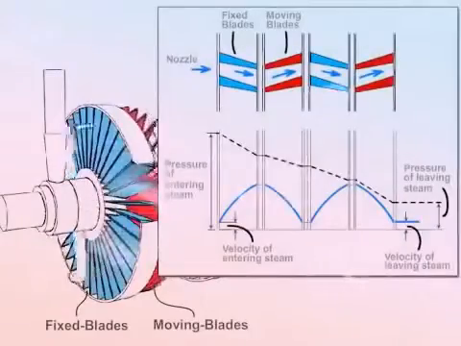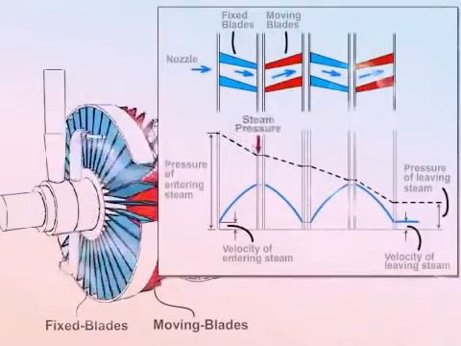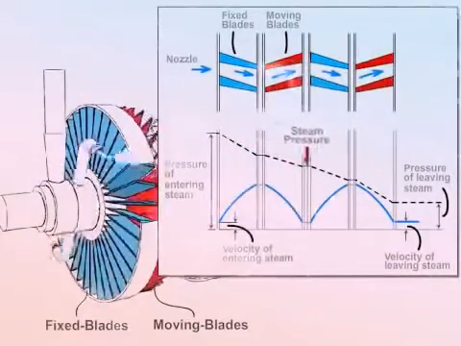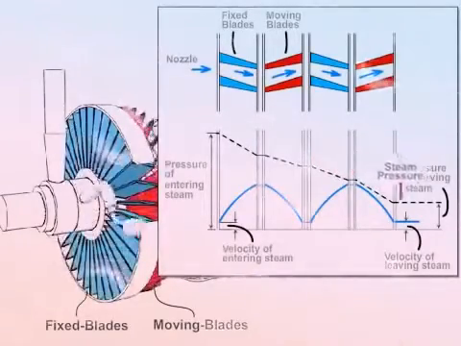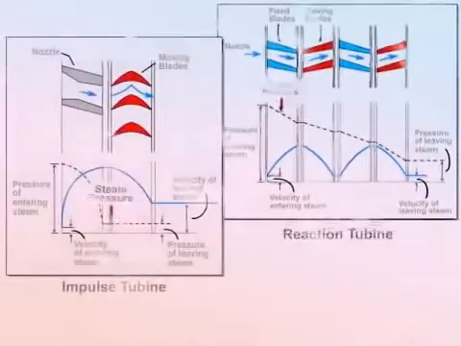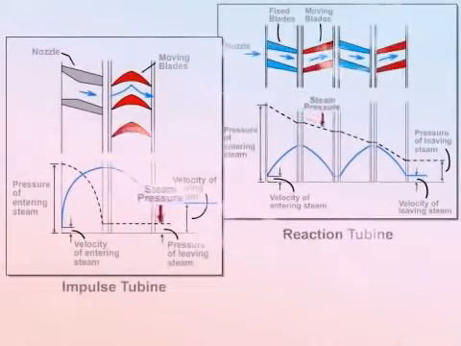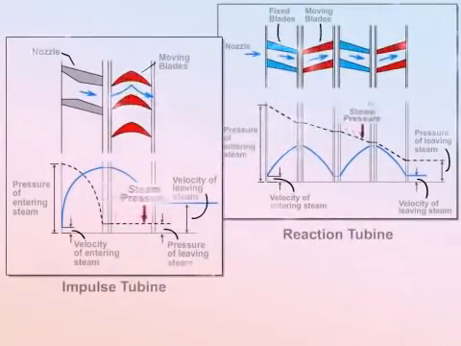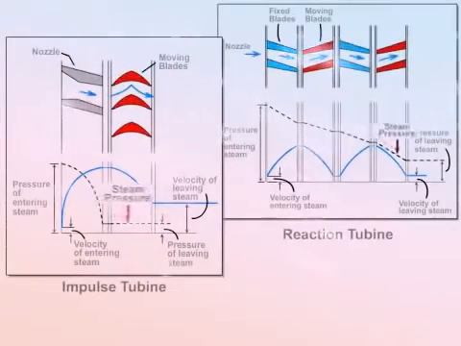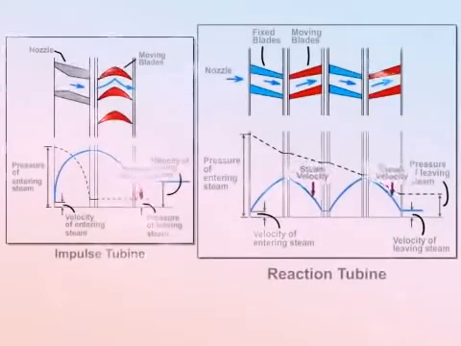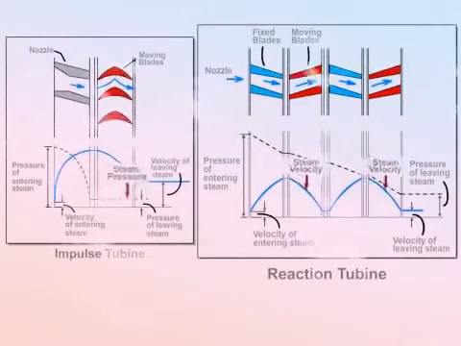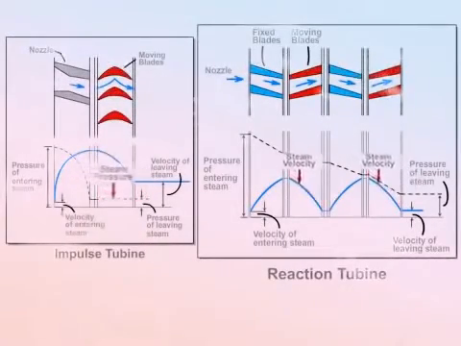In reaction turbine, the steam expansion occurs continuously while passing through the blades. Thus, the steam pressure falls gradually. Whereas in impulse turbine, pressure of the steam is constant while flowing through the blades. In reaction turbine, the velocity of the steam decreases while flowing through the moving blades.